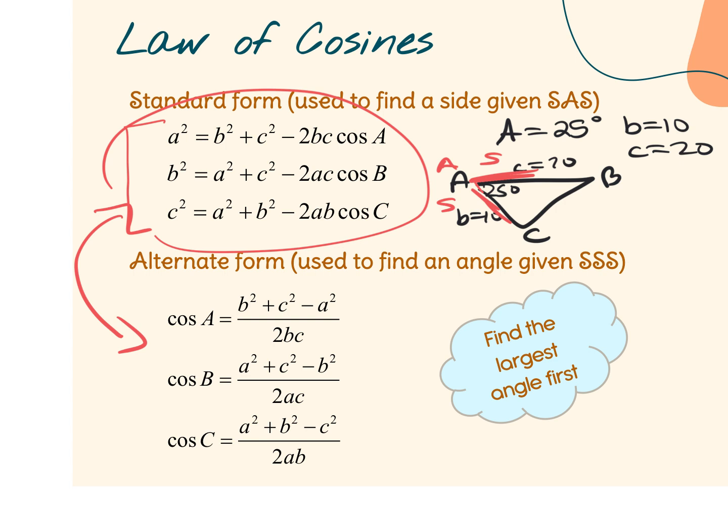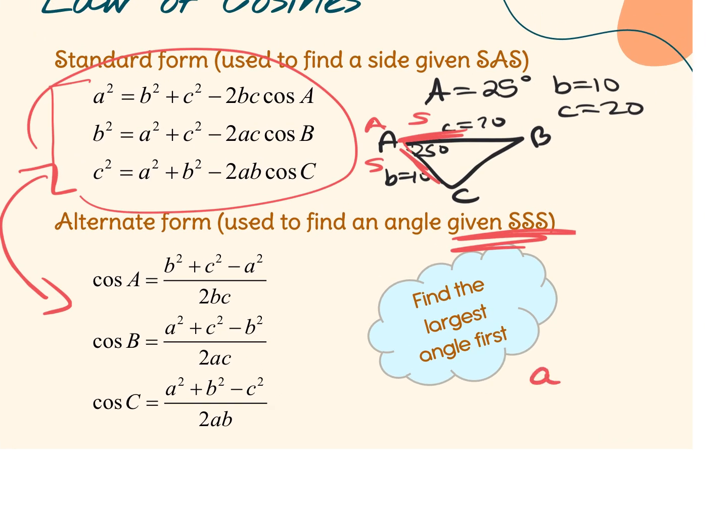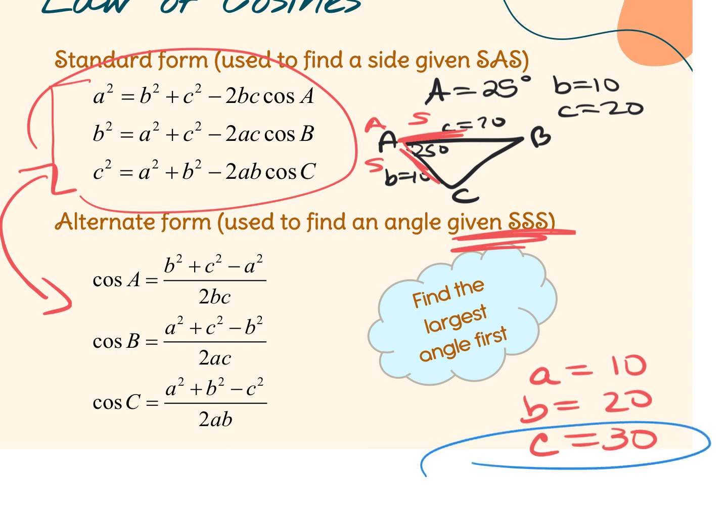The main thing to remember, when you're doing side, you have to find the largest angle first. And the way that you can tell which angle is going to be the largest is the largest angle is always across from the biggest side. So for example, if I gave you a side scenario where let's say A is 10, B is 20, and C is 30, the largest angle is going to be across from the largest side, so I would be finding angle C first. So that's what's going to be important here when you're going through and using these formulas.